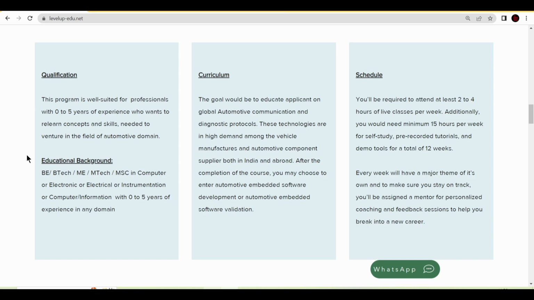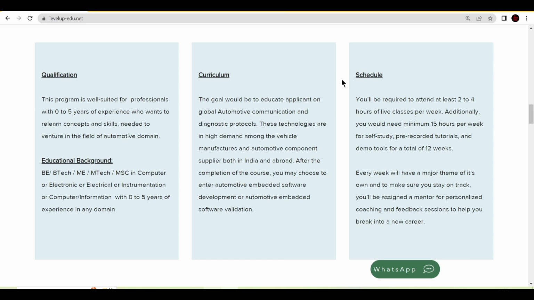Now you might be asking what the schedule of the classes will be. Here is the schedule. You will be required to attend at least 2 to 4 hours of live classes per week. This is a very important thing, guys. In live classes, you can ask doubts, understand the concepts, raise your issues, and get your queries solved. Additionally, you will need a minimum of 15 hours per week for self-study. You should be able to do that.